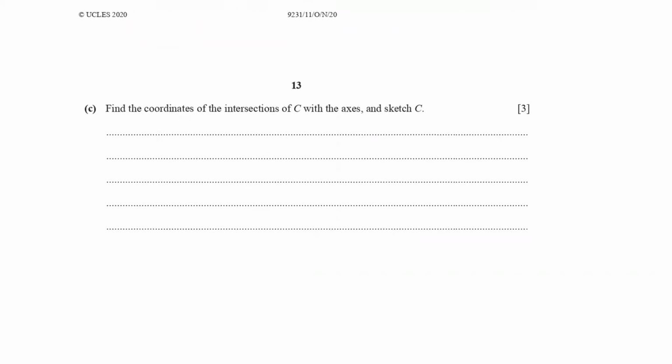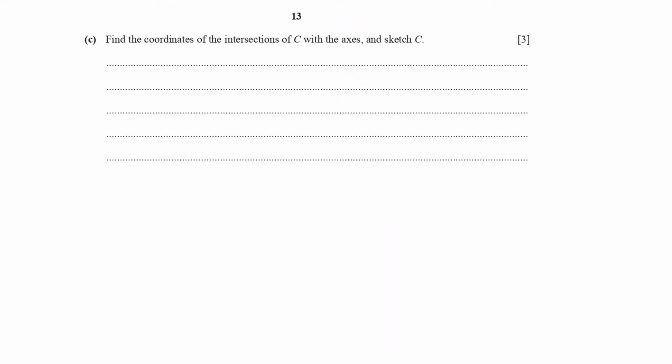So let's move on to part C. It says find the coordinates of the intersections of C with the axes and sketch C. We're going to start with the intersections, starting with the y-intercept. The y-intercept occurs when x is equal to 0. We have the equation of the curve C here, and when x is equal to 0, y will be minus 1 over minus 1, so y is equal to 1. Therefore, the y-intercept is the coordinate (0, 1).